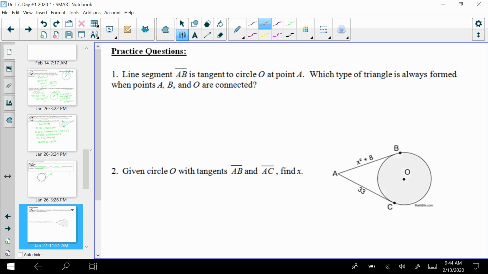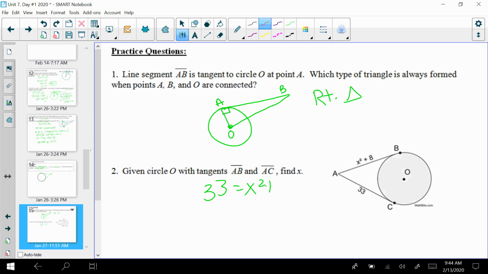Okay, so here, line segment AB is tangent to circle O at point A. Which type of triangle is formed? That is a right triangle, since the tangent line is perpendicular to the radius. This one, you should have set these equal to each other, and you should get that x is 5.